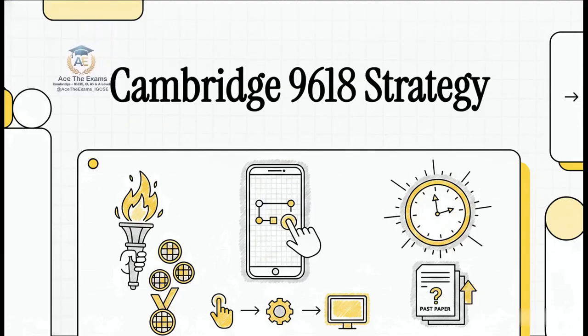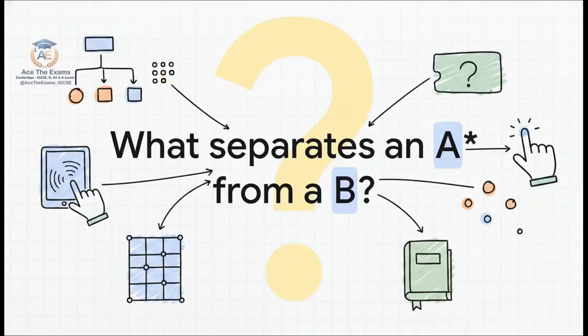So, let's get focused, let's get highly strategic, and let's decode exactly what the principal examiners are actively looking for when they grade your paper. Okay, let's dive right into this. What exactly separates an A-star candidate from a B candidate when dealing with touchscreen technology? It's a high-stakes question, right? And honestly, the answer might actually surprise you.